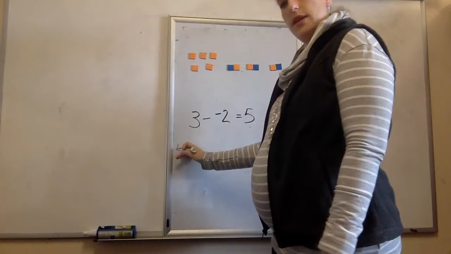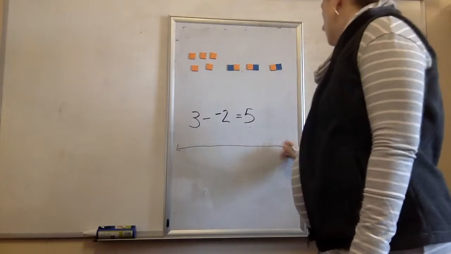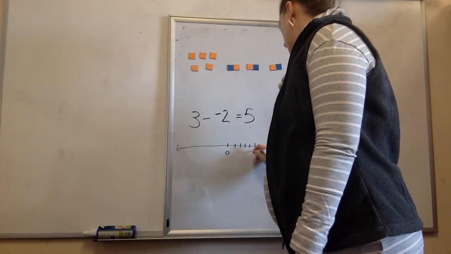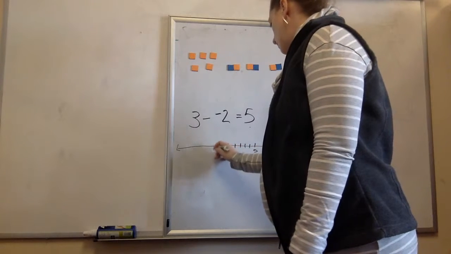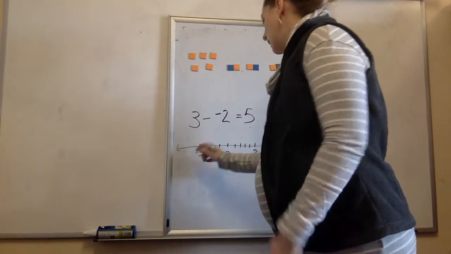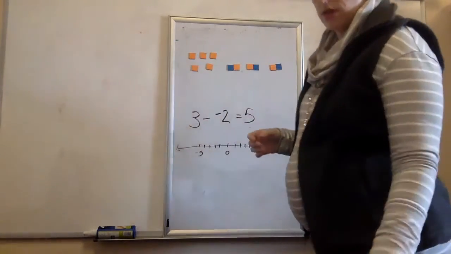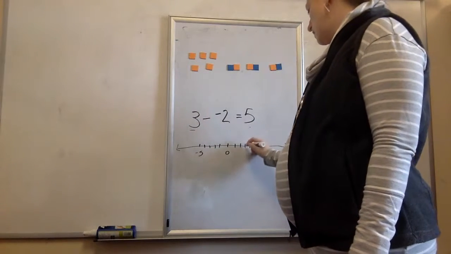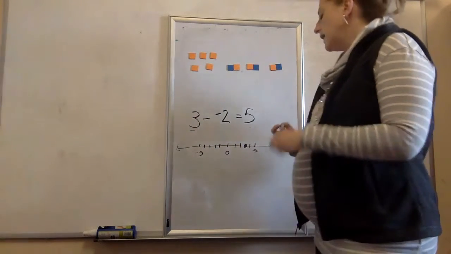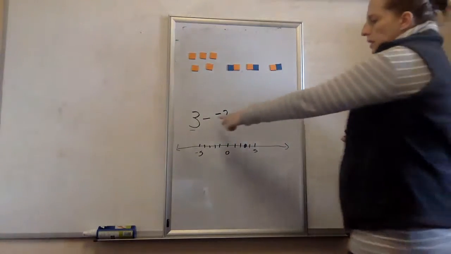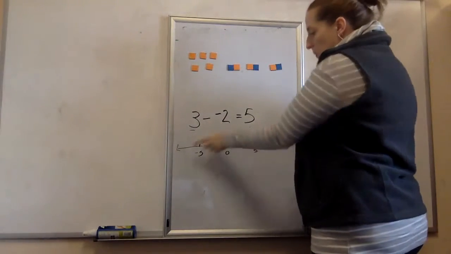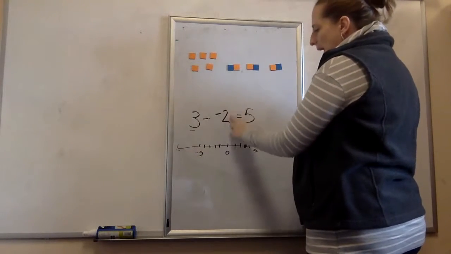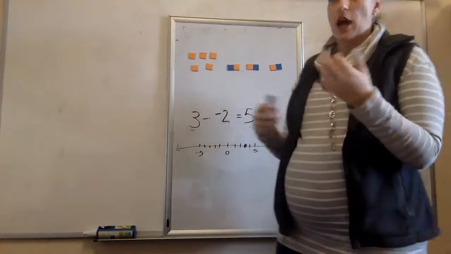Similarly, if I think about this on a number line, okay, so on my number line, I'm going to start at 3. 1, 2, 3. Okay, and then think about it like this. Normally, if I was subtracting, I would think about moving to the left because subtraction tells me to go to the left. But my -2, I can think of it as an opposite action.